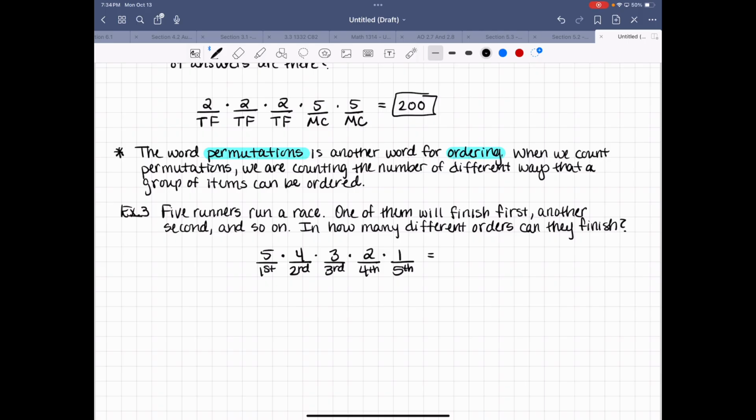What do we get? 120, good. So we say there are 120 permutations of the 5 individuals. Okay?